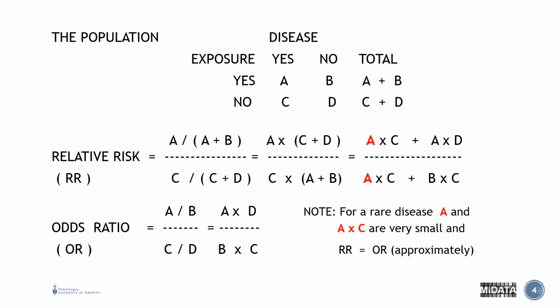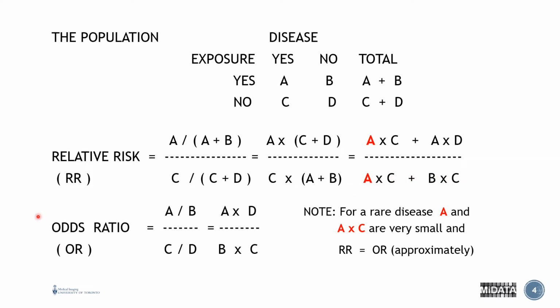In this slide, we're going to close the loop on something we mentioned earlier, which was an interesting property about the relative risk and the odds ratio, where with a decreasing prevalence of the disease in the population, the odds ratio will approach the relative risk. And you can see that here with the simple mathematical rearrangement of the calculation of the relative risk. You can break it down to this term here, where you have A times C plus A times D over A times C plus B times C.